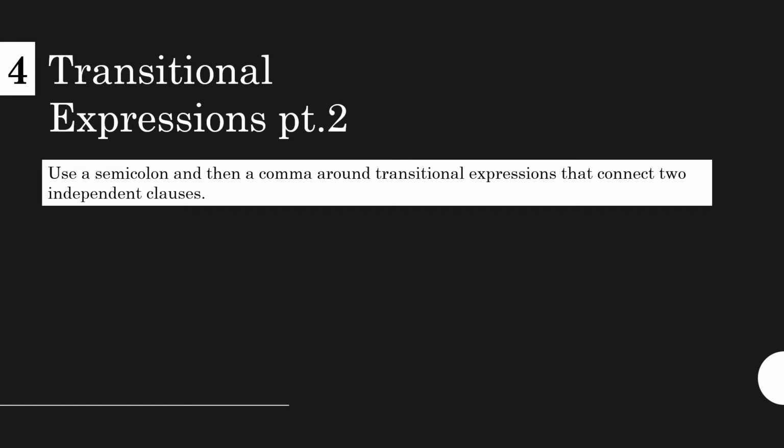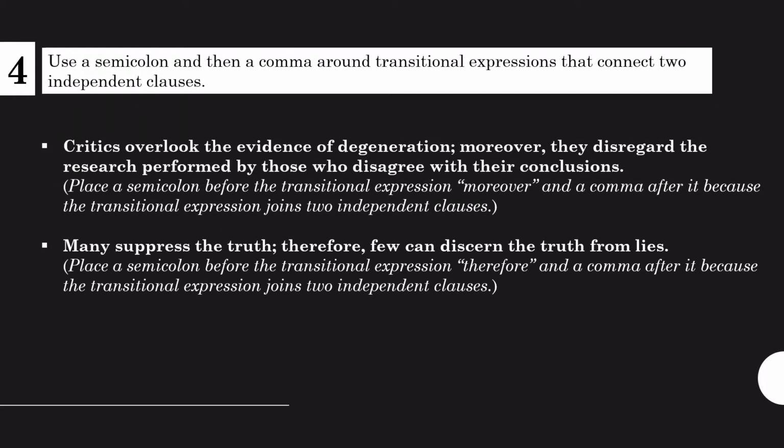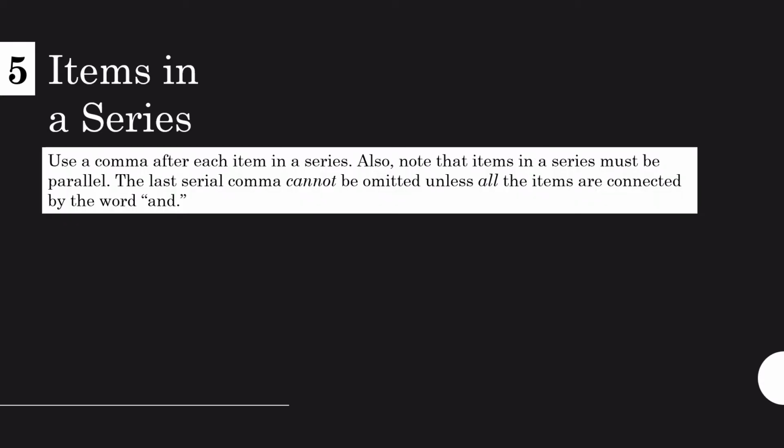Use a semicolon and then a comma around transitional expressions that connect 2 independent clauses. Consider these examples. Critics overlook the evidence of degeneration. Moreover, they disregard the research performed by those who disagree with their conclusions. Place a semicolon before the transitional expression, moreover, and a comma after it because the transitional expression joins 2 independent clauses. Many suppress the truth. Therefore, few can discern the truth from lies. Place a semicolon before the transitional expression, therefore, and a comma after it because the transitional expression joins 2 independent clauses. The fifth commandment of proper comma usage involves commas with items in a series.